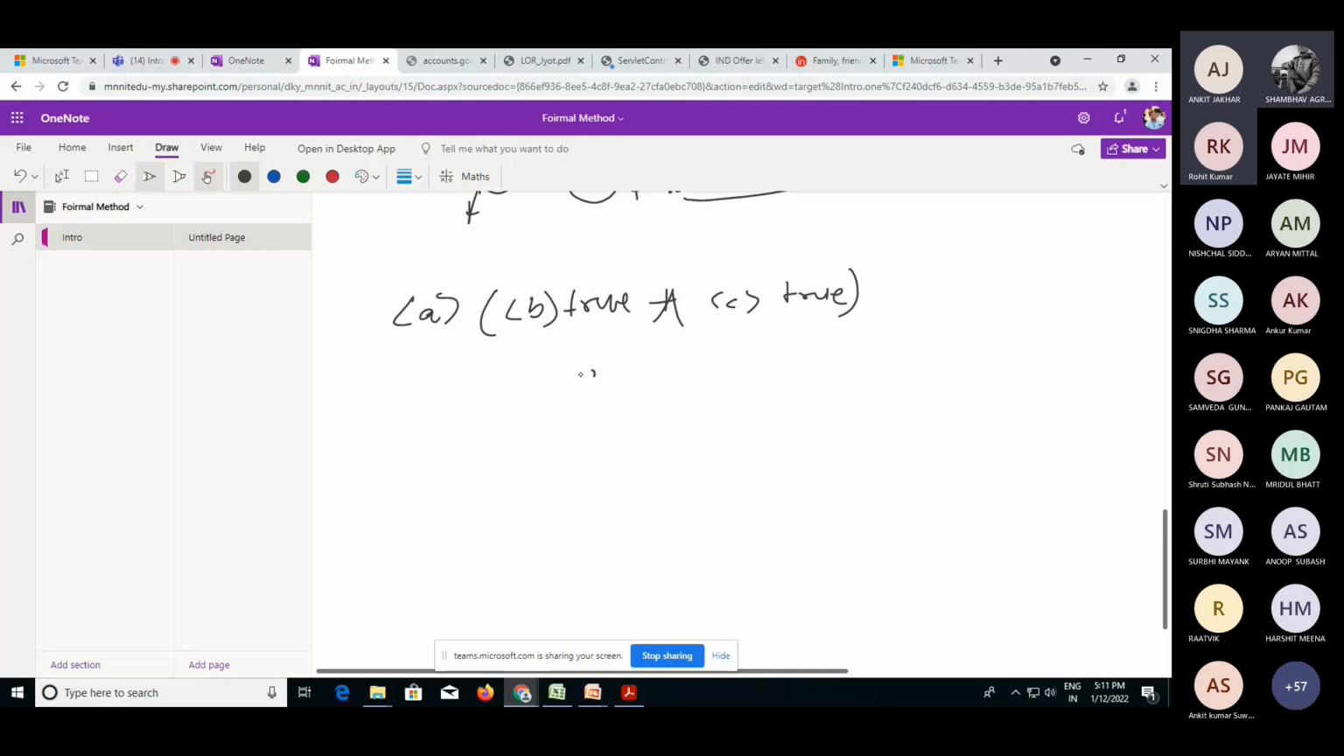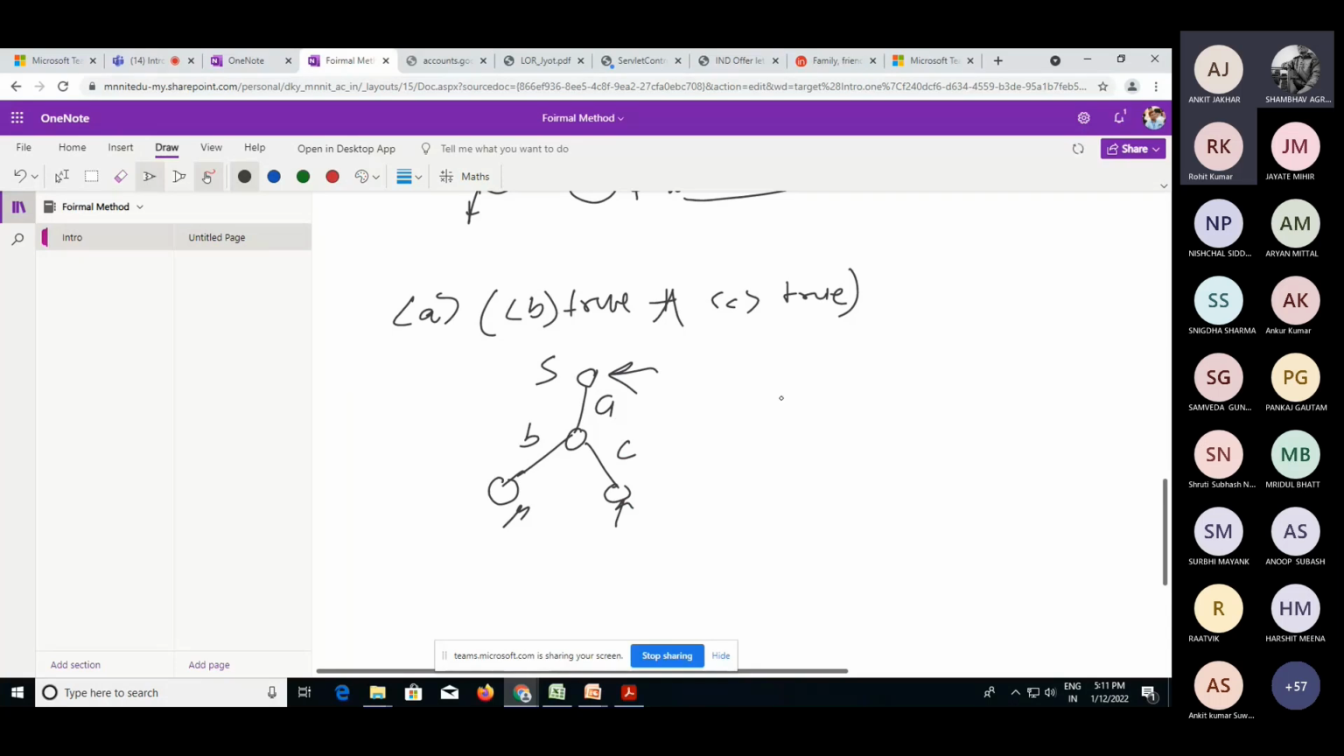Supposing this is a state, and from here I am performing an action A, and then wherever I am going, I go into two states, and there should be B in one and C in the other. In both of these states, true definitely holds. So this state will satisfy this formula.